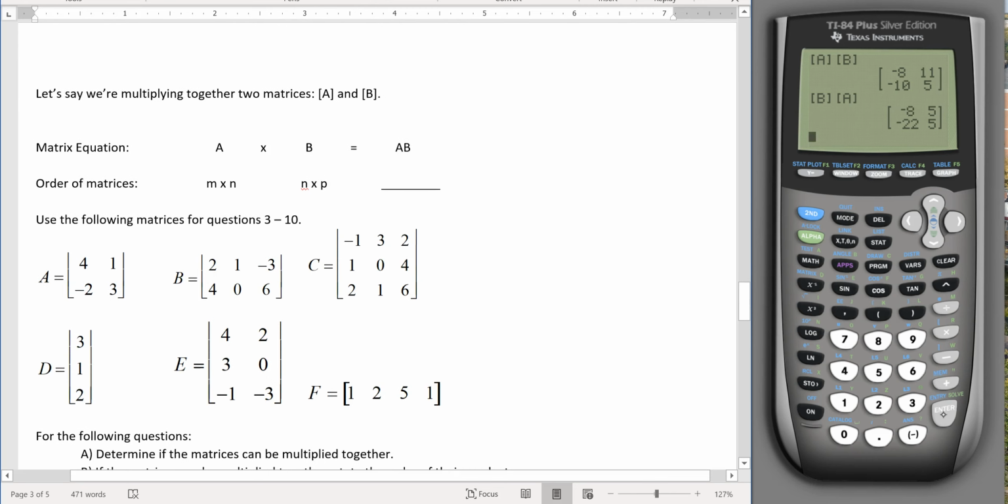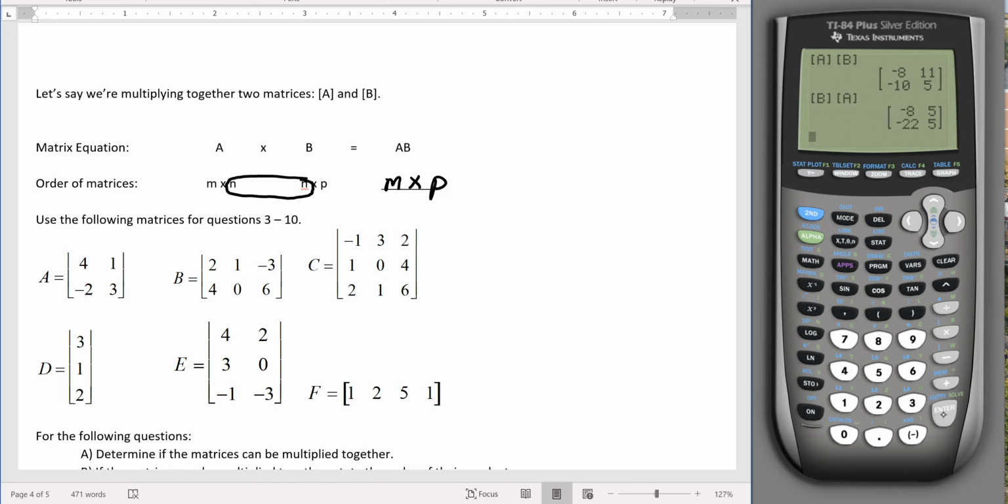Let's say we're multiplying together two matrices, A times B. We have matrix A, B. The orders of the matrices are M times N and N times P. First, notice that we can multiply these together because these are the same. A cool thing is that the order of AB will be the number of rows from A and the number of columns from B. So the order of matrix AB will be M by P.